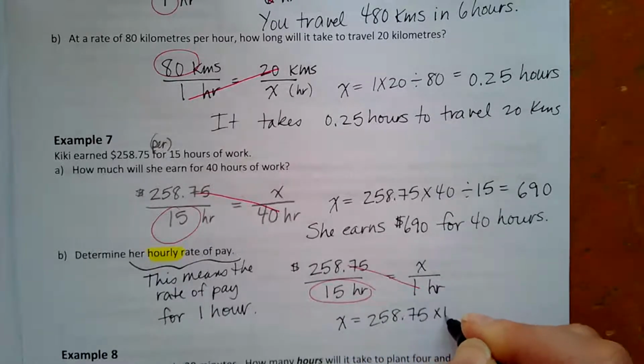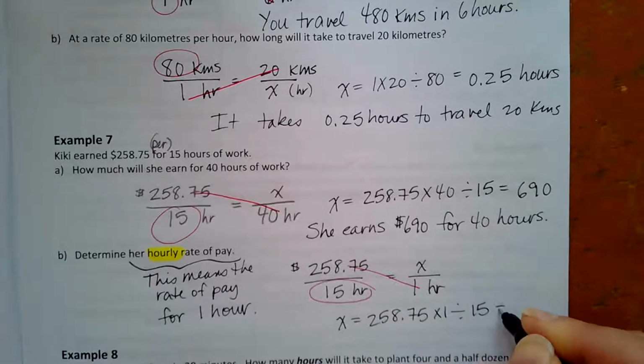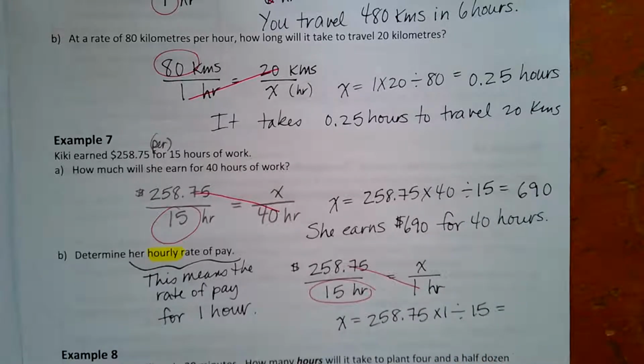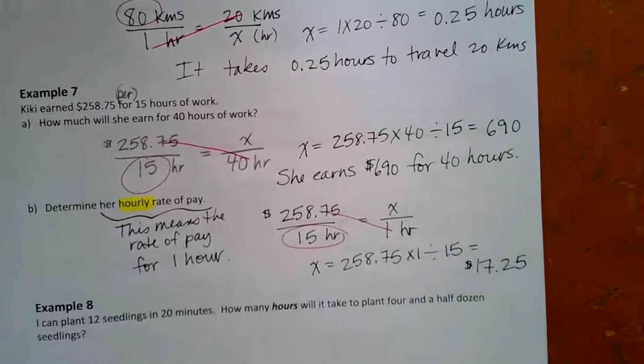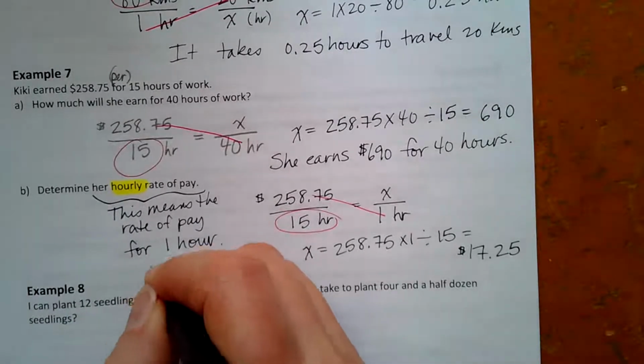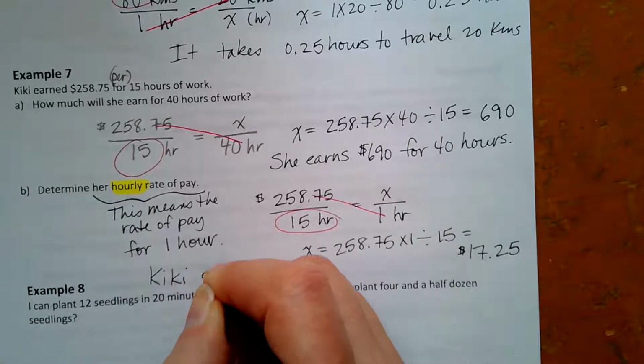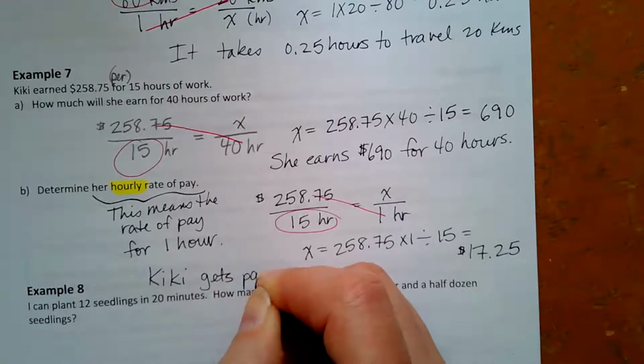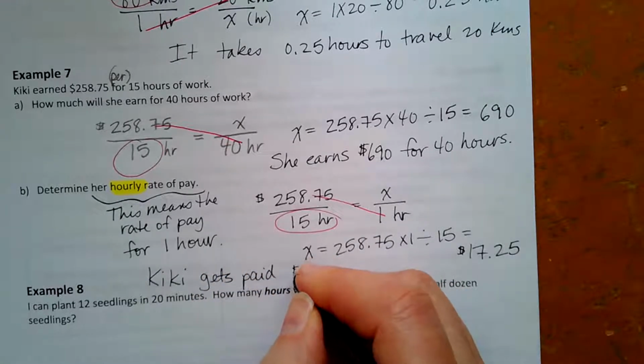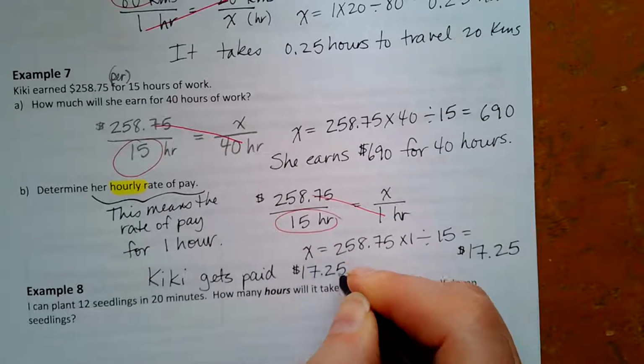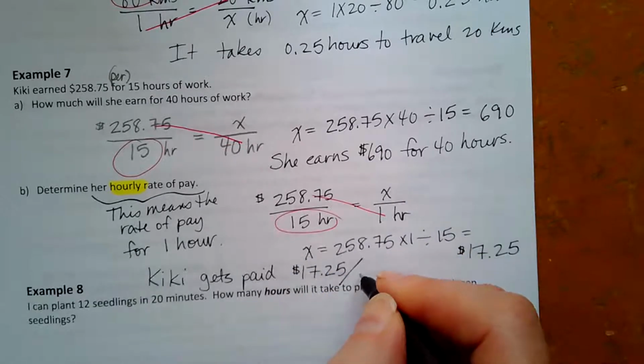258.75 times 1 divided by 15. Let's see what we get here. I get 17.25. And that was my hourly rate, right? That's how much they get paid per hour. So Kiki gets paid $17.25 per hour.